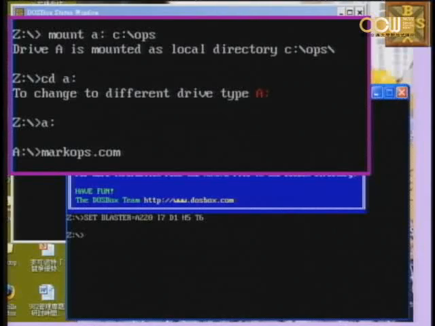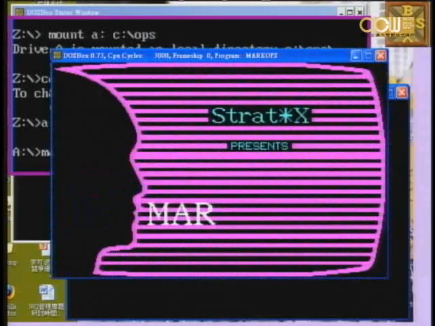Then you CD to A, the same as we had before, and that will bring you to A. Then you type markups. It will write down the complete file, markups.com. Then I think that will give you this one, all right? You should be able to get that.